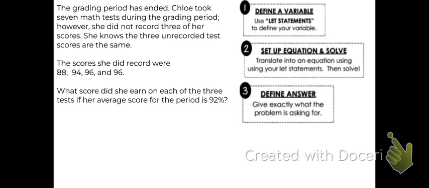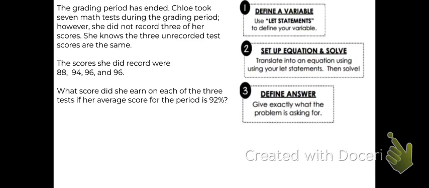So here it says the grading period has ended and Chloe took 7 math tests during the grading period. However, she did not record 3 of her scores. She knows the 3 unrecorded test scores are the same. The scores she did record are 88, 94, 96, and 96. What score did she earn on each of the 3 tests if her average score for the period is 92?